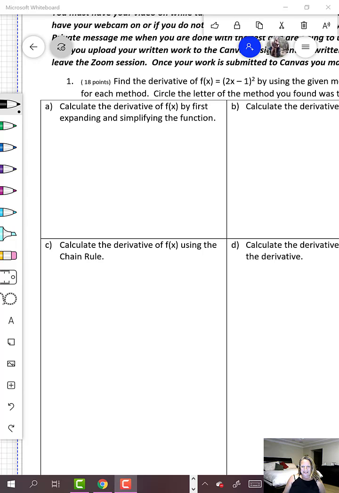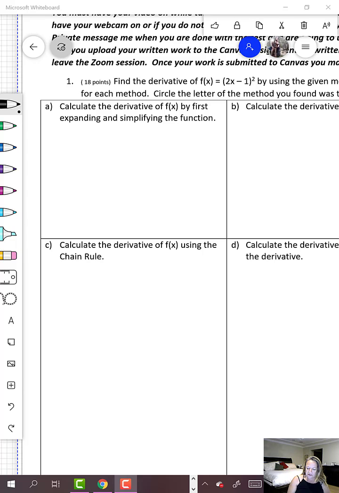We are now looking at Test 1, Part 2, the solutions. And so the first problem, number 1, f of x is equal to the quantity 2x minus 1 quantity squared. And we are, Part A, saying calculate the derivative of this by expanding the function first.